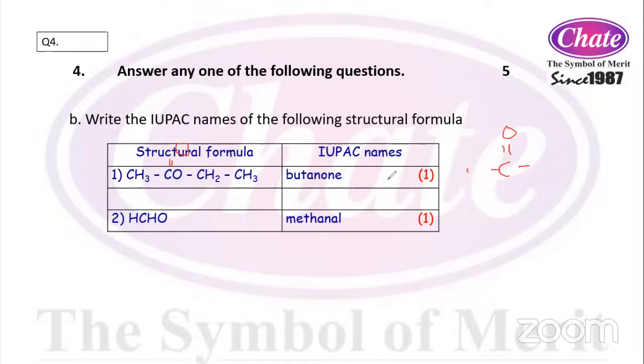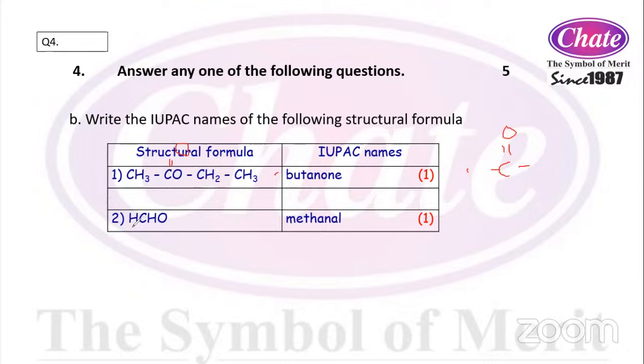And that is why if you do not mention the 2, that is also fine. And if you want to mention it, you just write butan-2-one. So it is again good practice to mention that one also. So butan-2-one is also correct, or butanone is also correct.